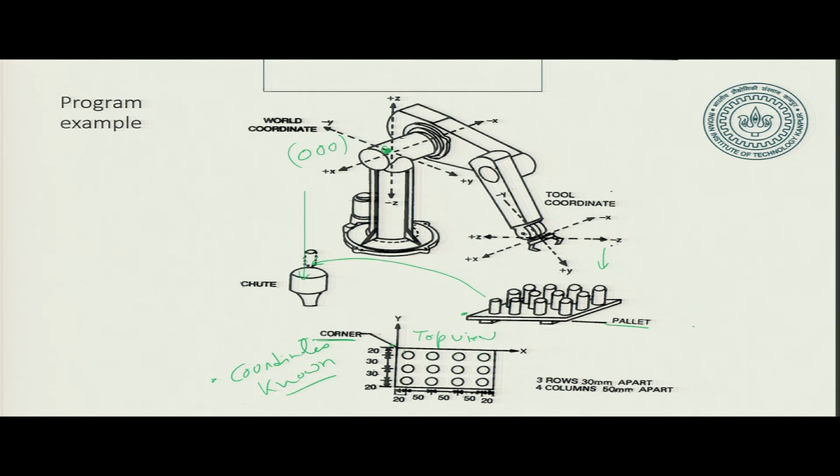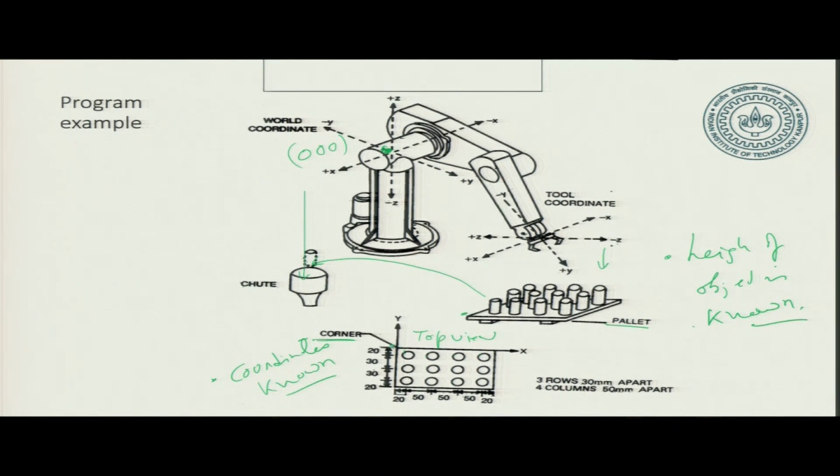So, first thing is the coordinates of that point has to be known, because the robot moves from point to point in space. So, we have to define the coordinates with reference to the base of the robot, base is here. Next is height of the object is also known. So, these two things are given to us, the coordinates of this corner point is known and the height of the object is known.